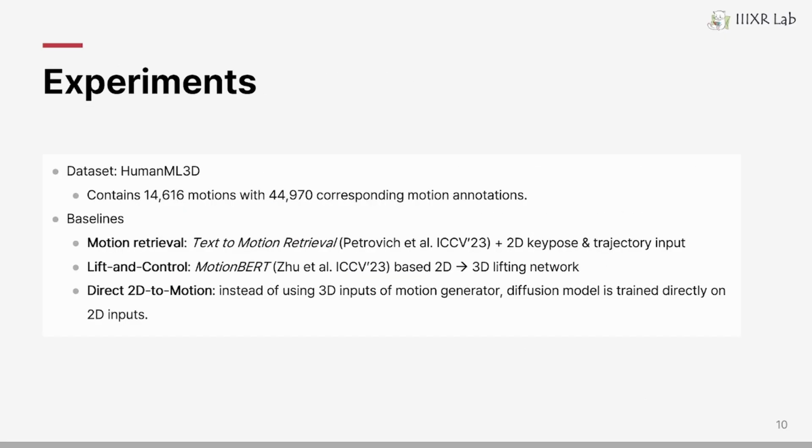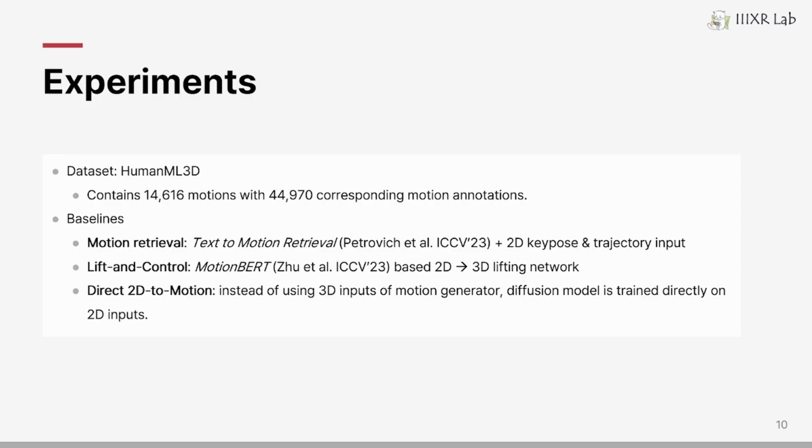For evaluation, the authors used the HumanML3D dataset, which contains about 14,000 human motion sequences paired with around 45,000 text annotations. This dataset provides a large and diverse set of human motions that serve as a foundation for training and evaluation.